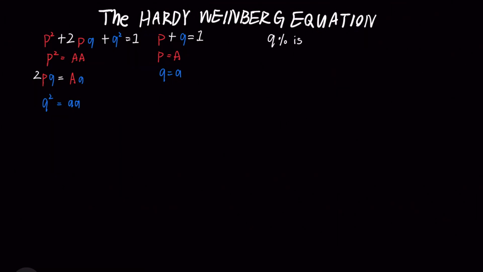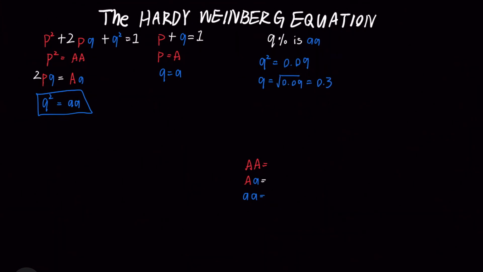Let's say that 9% of a population is homozygous recessive. Using this information, let's find all the genotype frequencies. Now, how are we supposed to do that? Well, using this, we know that q squared equals 0.09. Now to find q, we just take the square root of 0.09, which is 0.3. We know that p plus q equals 1, and we just found q. So 1 minus 0.3 gives us 0.7, so p equals 0.7.